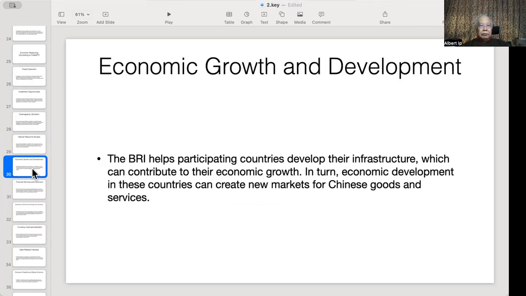Economic growth and development: by helping the participating countries with infrastructure development, the participating countries should be able to make use of their enhanced infrastructure to grow economically. So yes, that's correct.